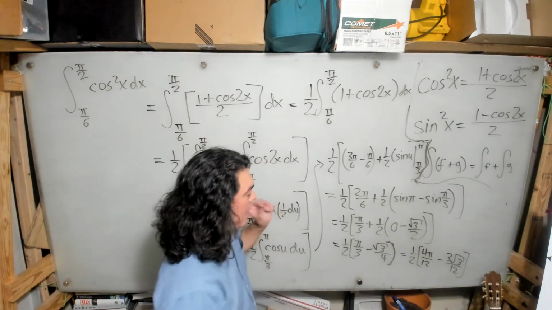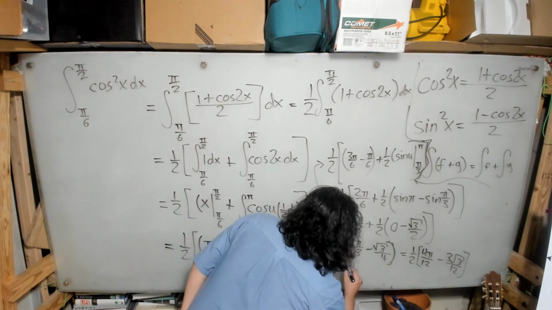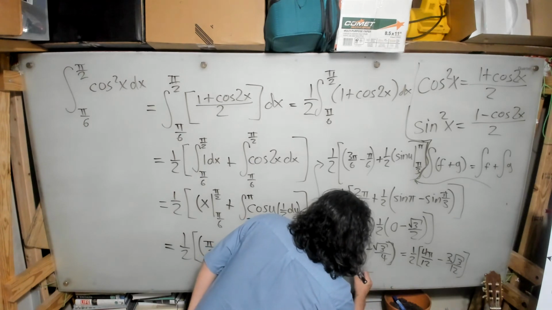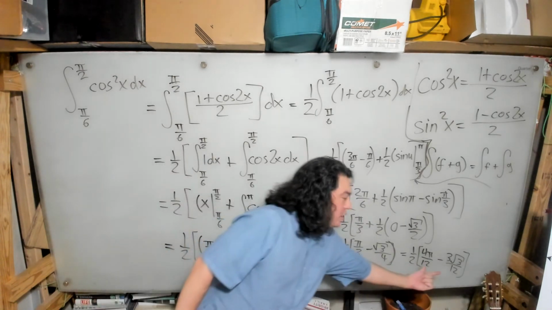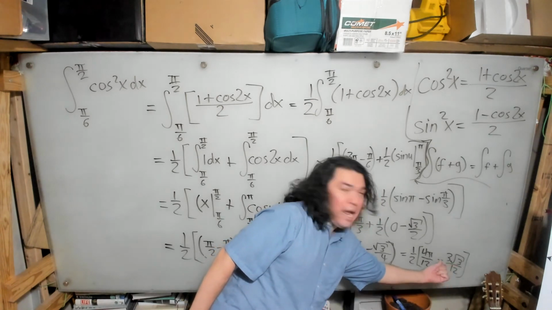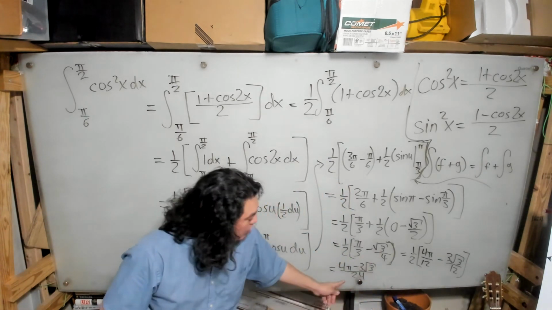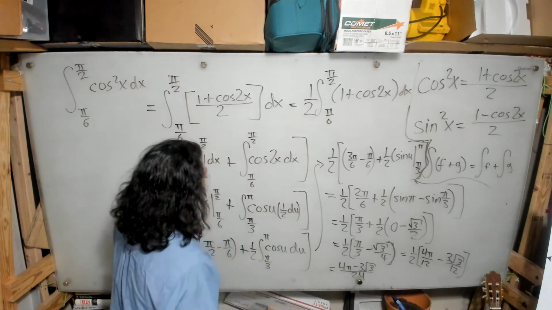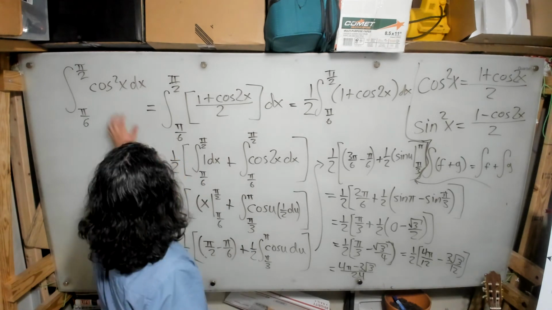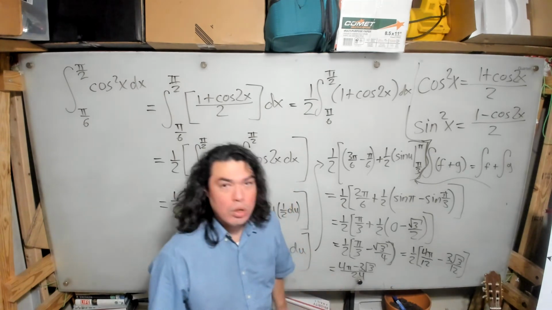And then finally here, I can throw in the 1/2, and I can write it in one term as 4 pi minus 3 square root of 3 over 24. Now here I combine them into one term, because once I have them with the same denominator, I can just add or subtract the numerator and keep the denominator. And then I just multiply the denominator by 2, and I got 4 pi minus 3 square root of 3 over 24. And so now we have it. This integral is this. 4 pi minus 3 square root of 3 over 24.